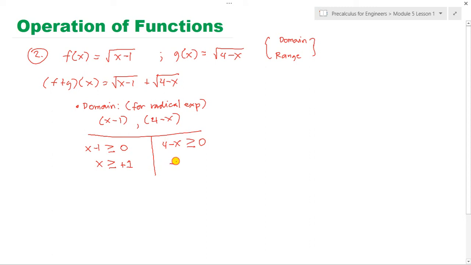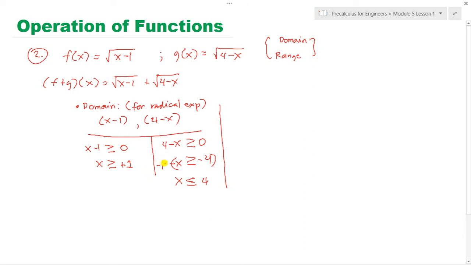The other one is we have 4 minus x, again still greater than or equal to 0, and then transposing 4 on the other side, so we have negative x greater than or equal to negative 4. Multiply both sides by negative 1, x, since we multiply by negative 1 or a negative number, the direction of our inequality sign will be changed, so it will now be less than or equal to positive 4. So we have two restrictions for our domain, so therefore we can say that our domain is greater than 1 and less than 4.